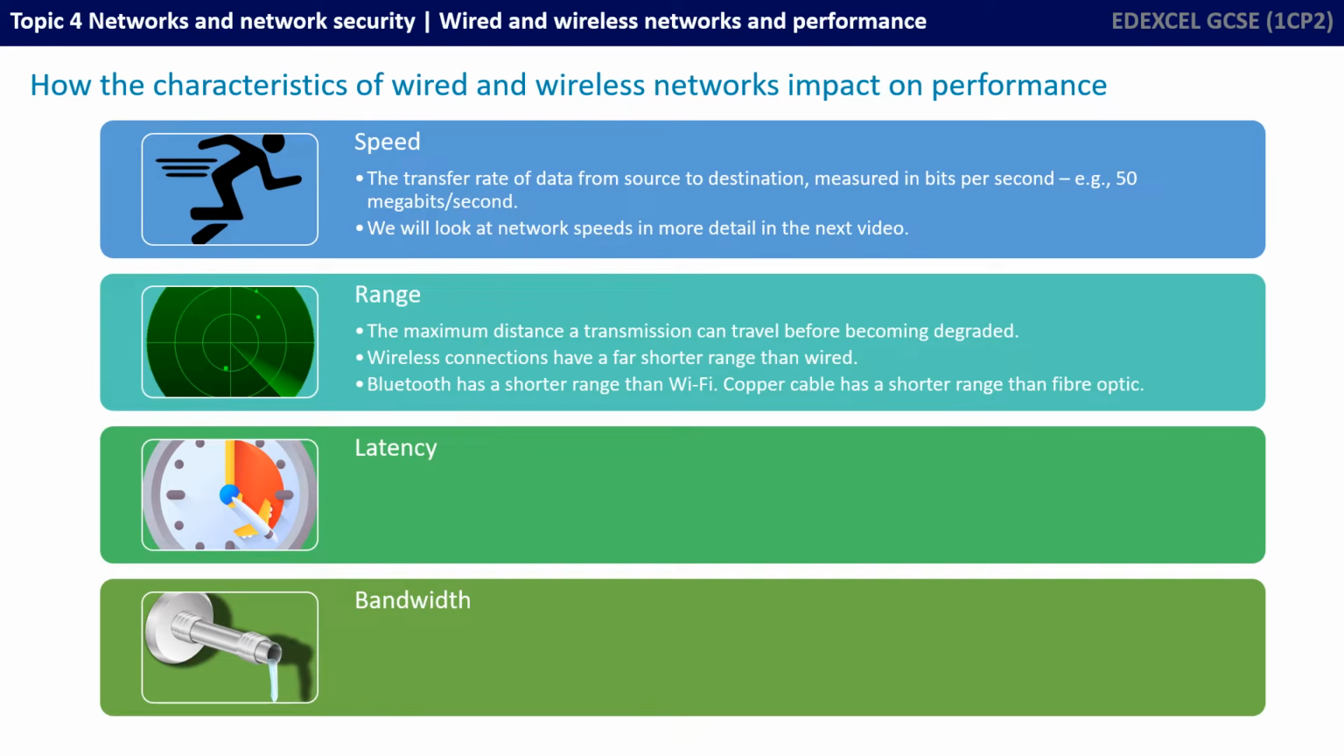Range is the maximum distance a transmission can travel before becoming degraded or corrupt. Wireless typically has a much shorter range than wired networks. Bluetooth typically has a shorter range than Wi-Fi, whereas with wired networks, copper cable has a shorter range than fibre optic cable.